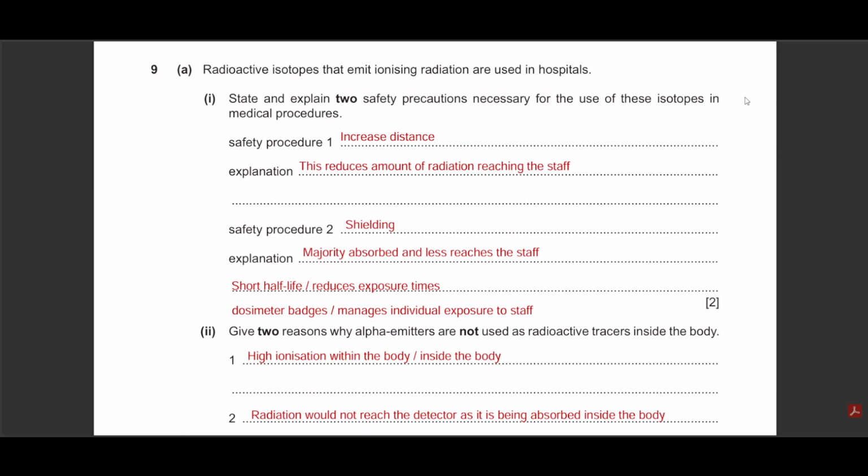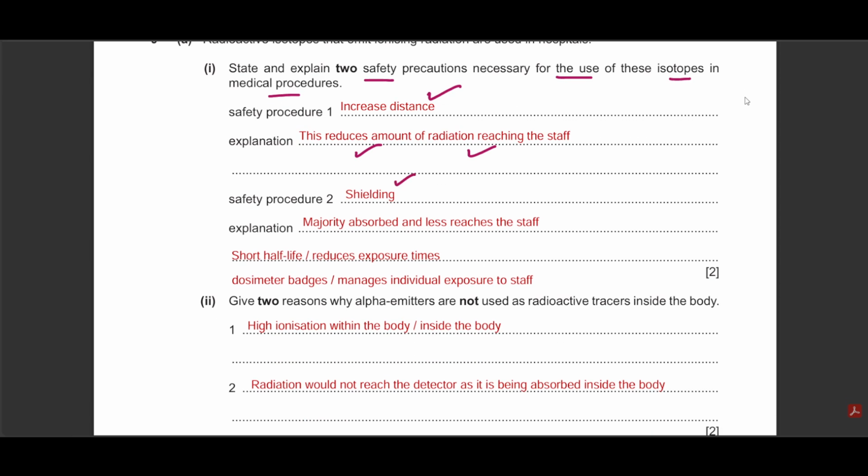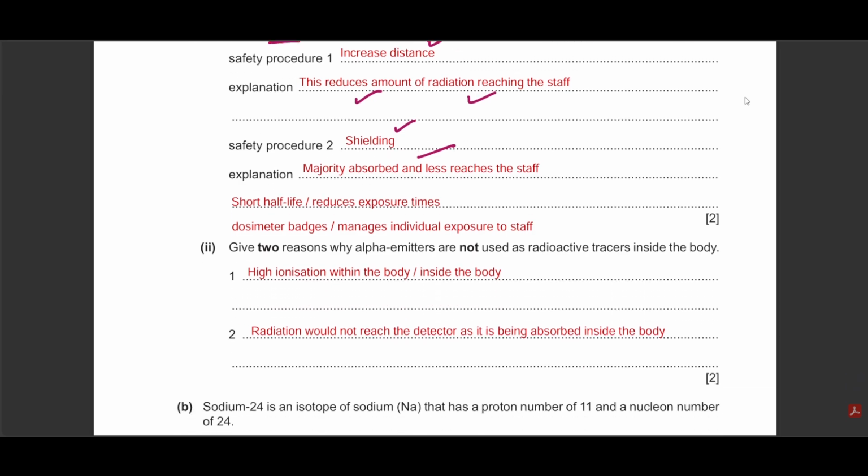The last question is from radioactivity. It says, give 2 safety precautions for isotopes used in medical procedures. So we need to have a large distance between the source and the person who's using it, and this reduces the amount of radiation to the person. Add a shielding effect, either wear hazmat suits or add more layers of lead shields between the doctor and the patient, because shielding would make sure that the majority of the radiation is absorbed.